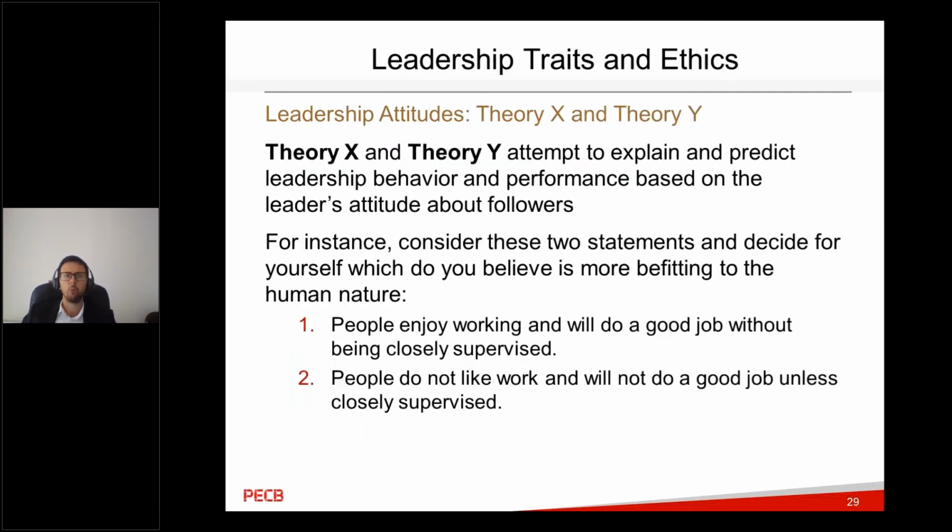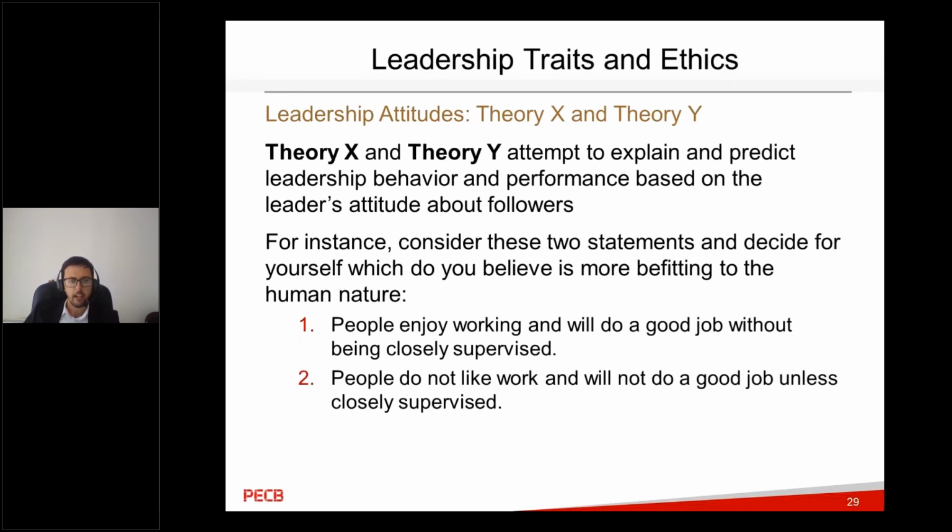Then we get to the leadership attitudes. It is something that we will not be focusing on that much today because we have already covered it. We're talking about Theory X and Theory Y and the Pygmalion effect as well. As we said, both theories tend to explain and predict leadership behavior and performance based on the leader's attitude about followers. So the main paradigm is how we see people.